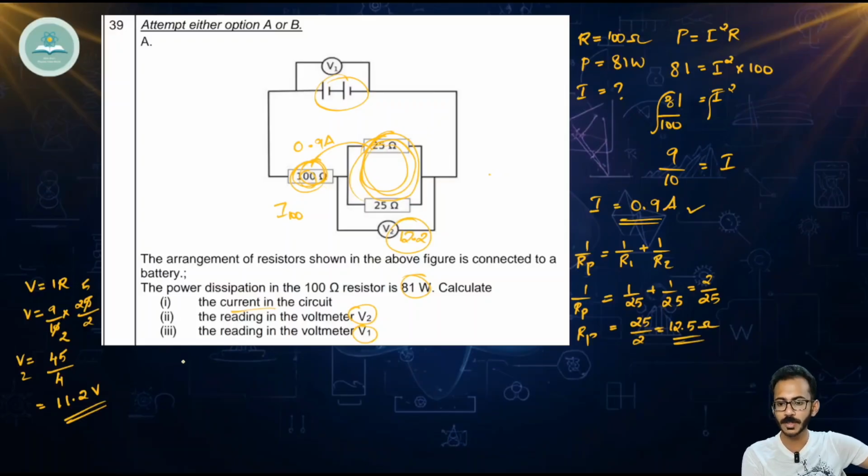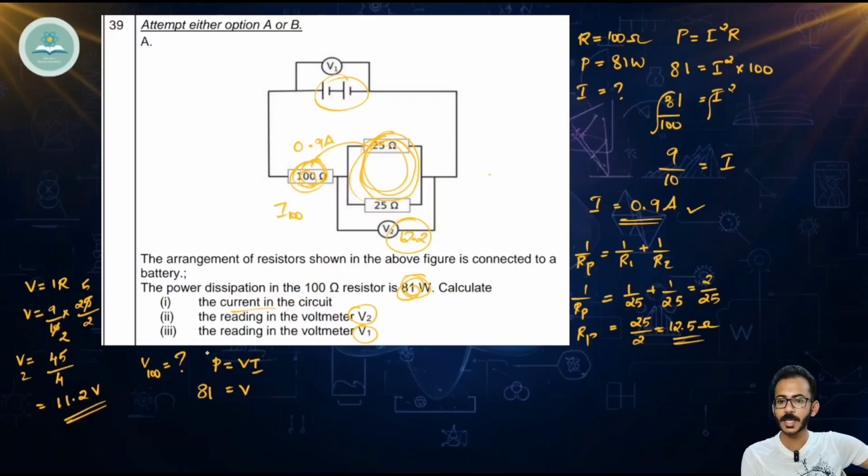So let's try to find out the potential difference across the 100 ohm. So now V across 100 is equal to what? Now here we have the resistance and we have the current, we have the power as well. So connecting all those, we have the equation P is equal to V into I. Here P is already given in the question, that is 81. So let me write 81 here. That is equal to potential difference, we are going to find out that one, and into current.